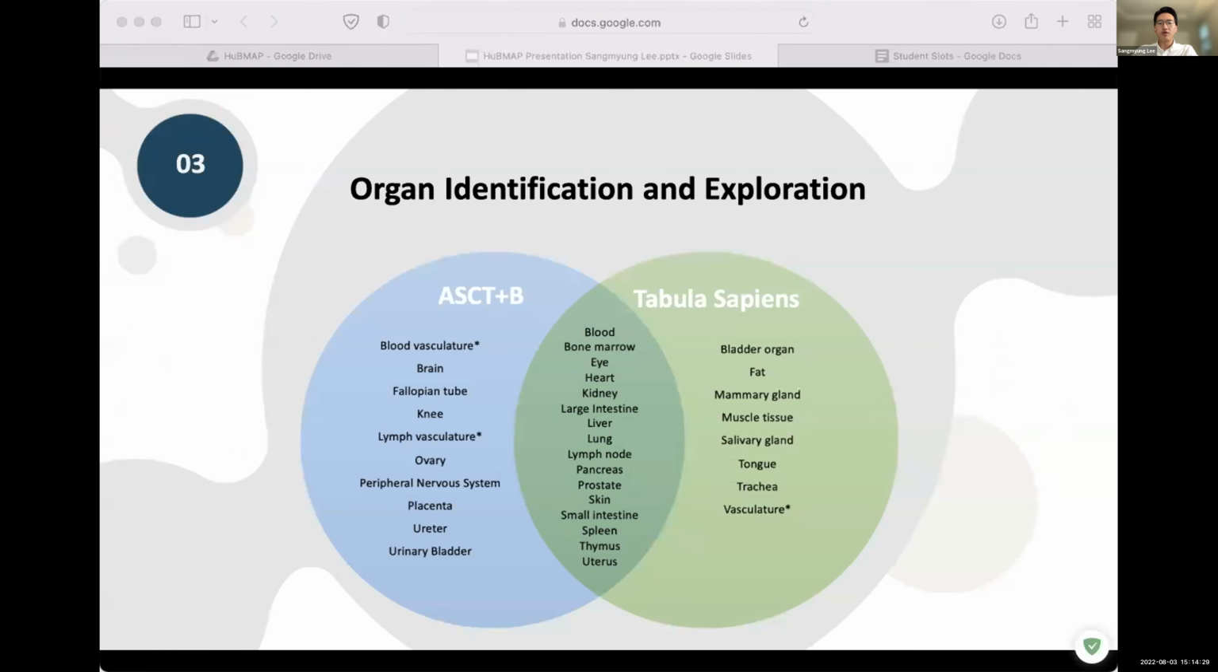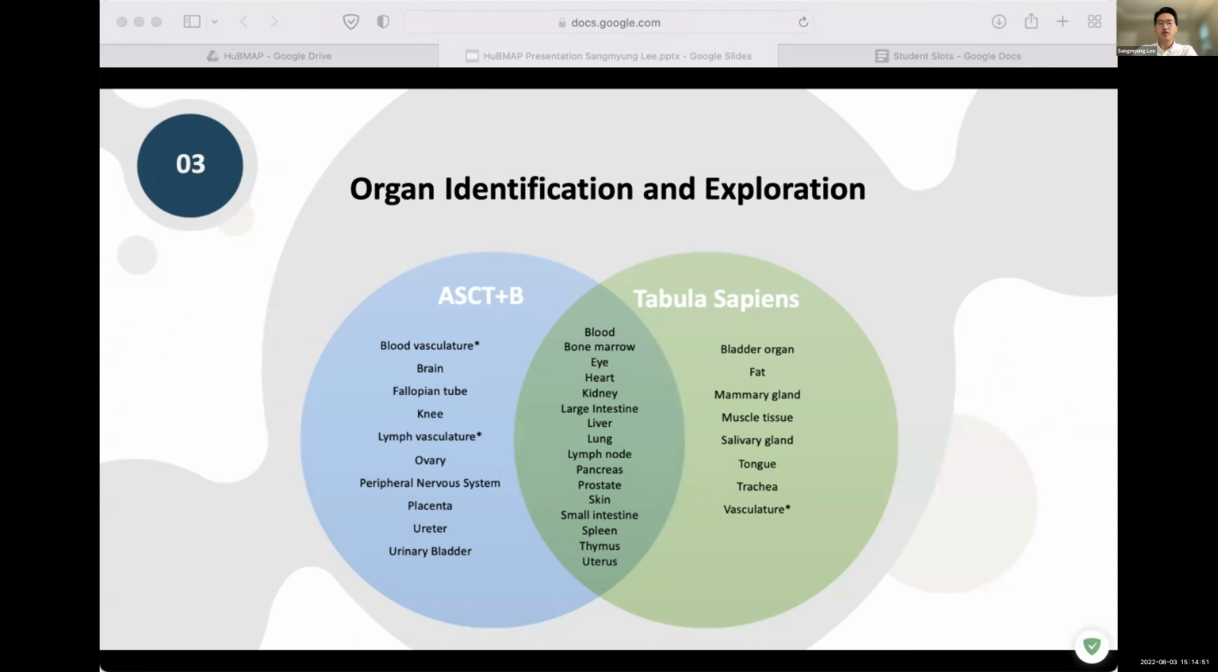A comparison of the organ data from the Tabula Sapiens and the ASCT plus B table was performed. We used two main criteria to classify Tabula Sapiens tissue blocks into organs. First, the publicly available raw data from the CELLxGENE portal for each organ. And second, the supplemental material, which included tissue procurement information for each organ.